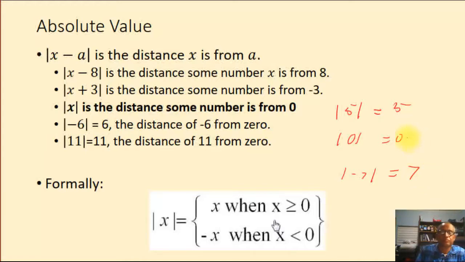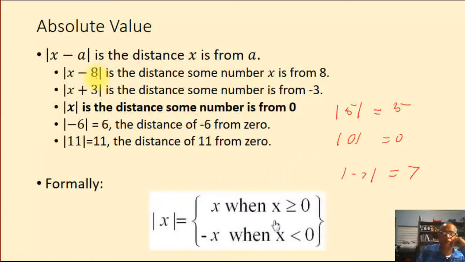Alright. So we can use absolute values to express distances, right? When we say the absolute value of x minus a, we're talking about the distance of x from a. So let's take an example here. Let's talk about x minus 8.